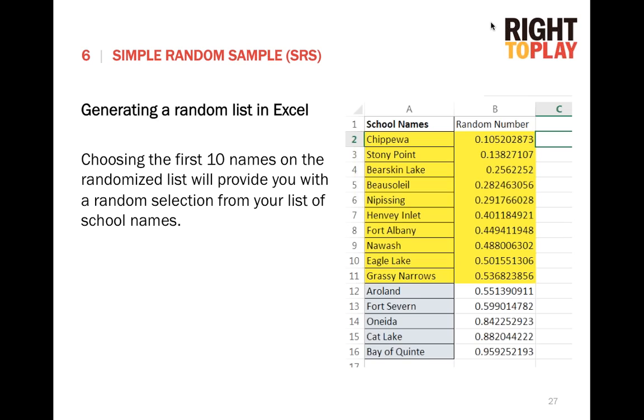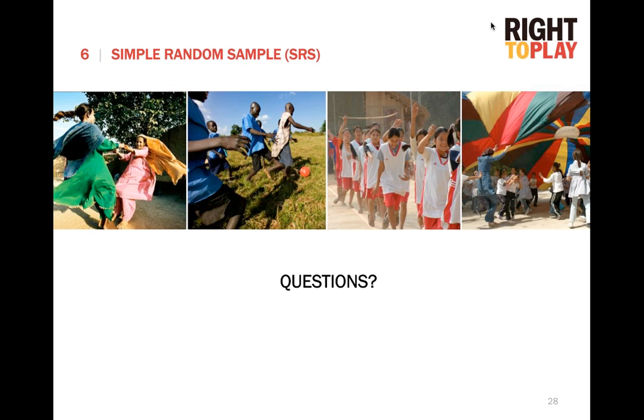In our example, we want to choose 10 out of the 15 schools. So we would just go to our list that's just been randomized and take the first 10 names at the top of the list. This will end up being our randomly selected sample of schools that we want to then go and survey. All right, I'm going to stop now for questions.